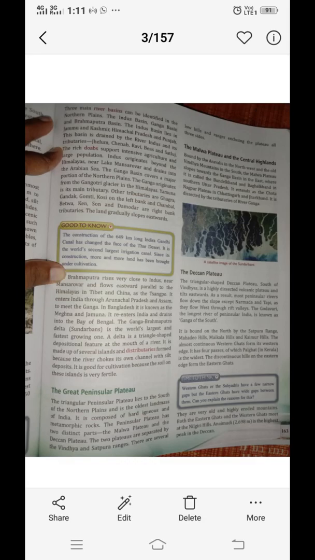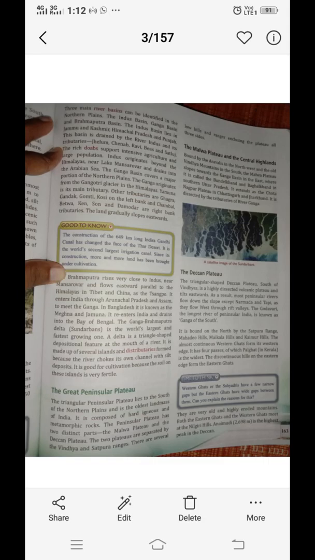So, in the eastern part of the peninsular plateau, there is a range of mountains that is called Eastern Ghat, and in the western part there is a continuous mountain range which is called Western Ghats. They are very old and highly eroded mountains. Both Eastern Ghat and Western Ghats meet at Nilgiri Hills. The highest peak of Deccan is Anai Mudi.